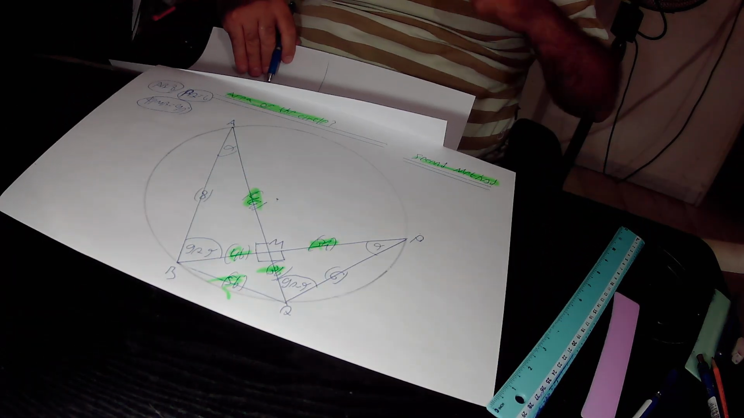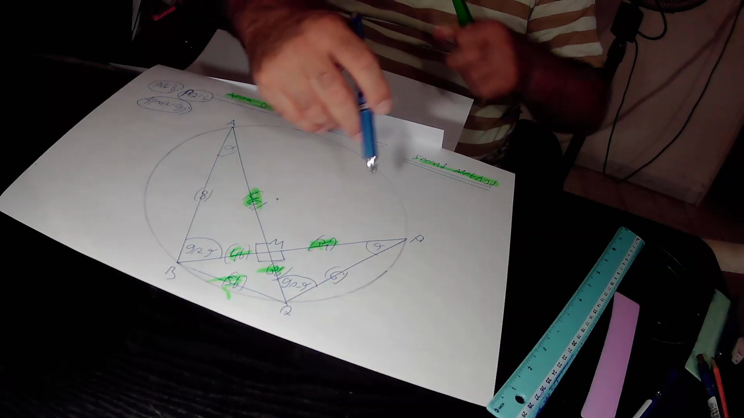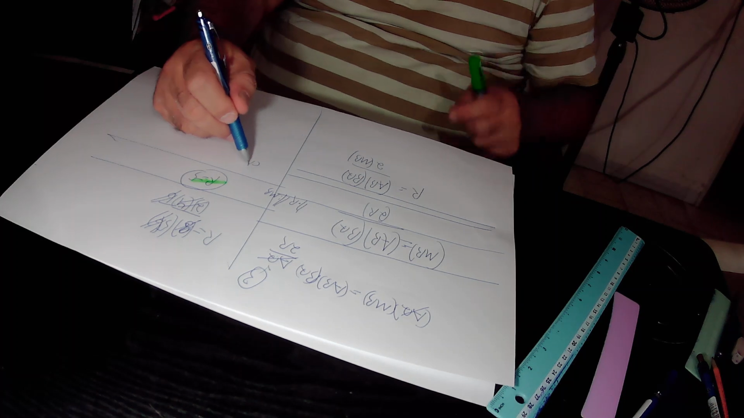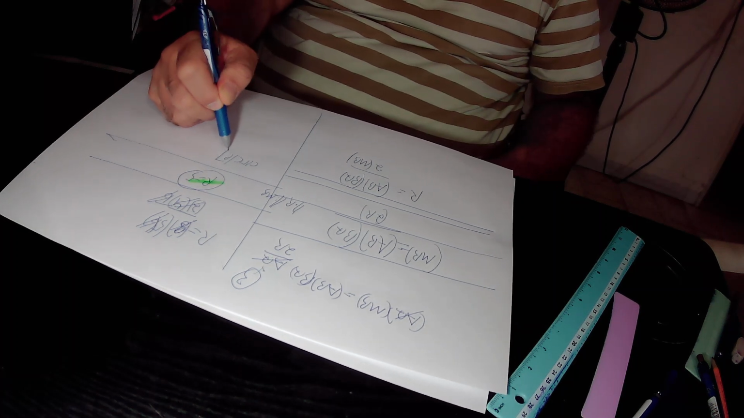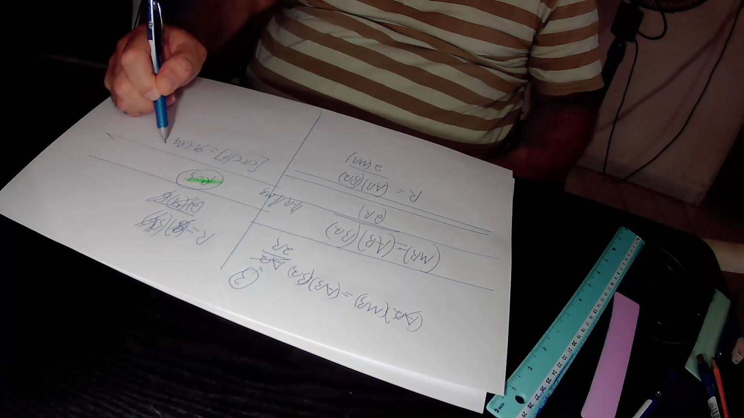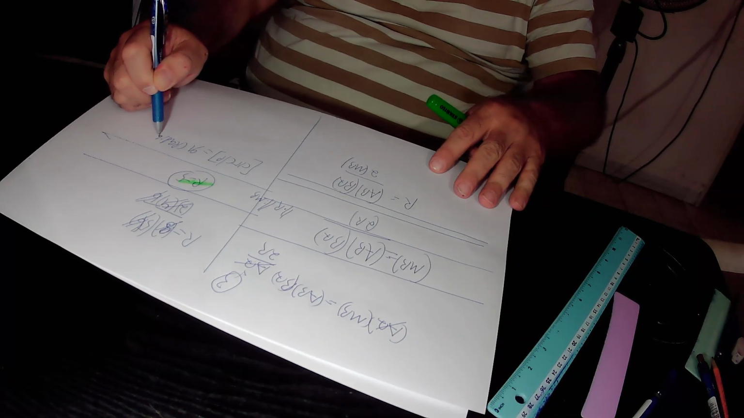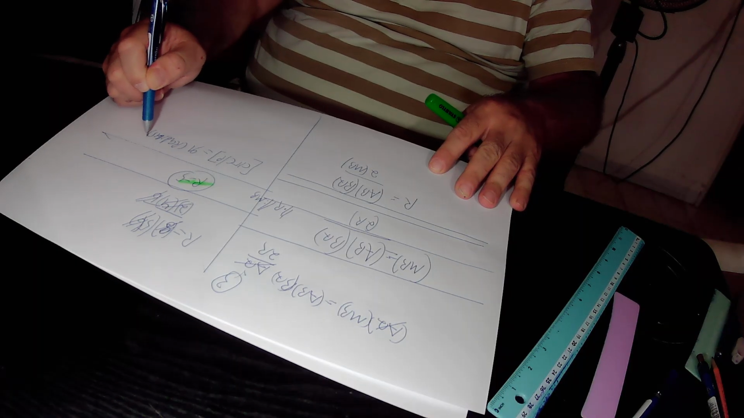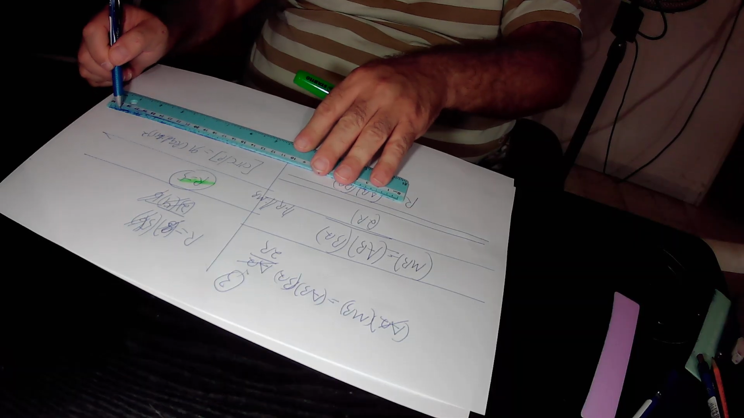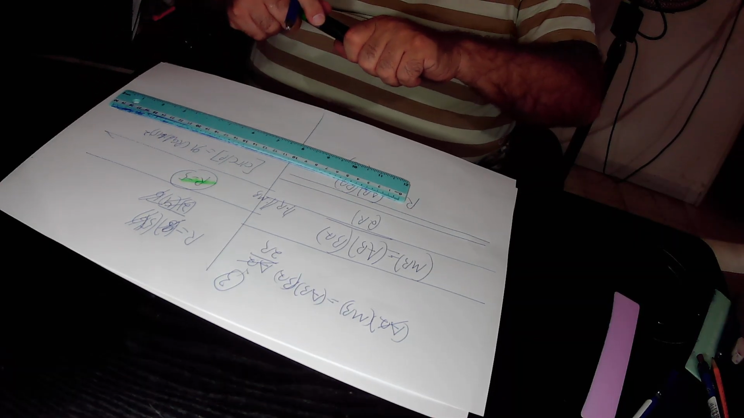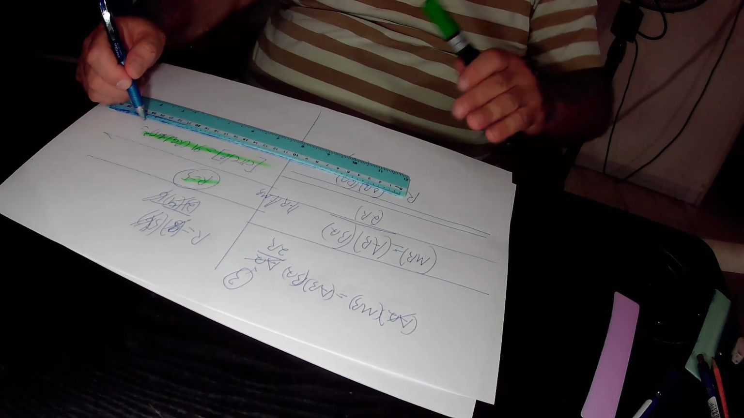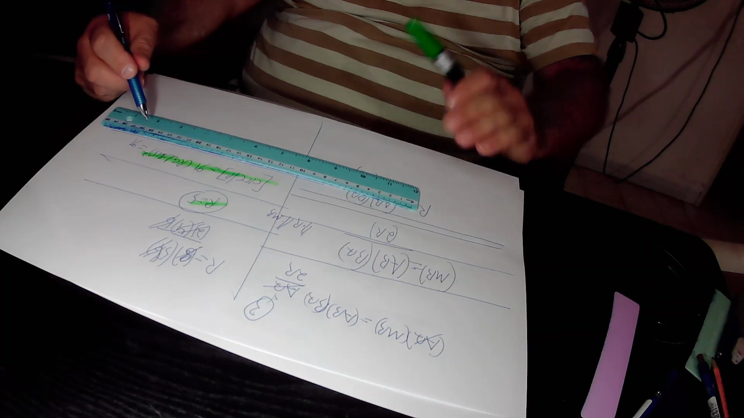Our task is to find the area of this circle. We know that the area of any circle equals pi times the radius of the circle squared. Therefore, the area of our circle must be equal to pi times the radius of our circle squared.